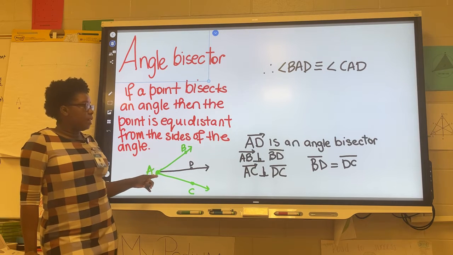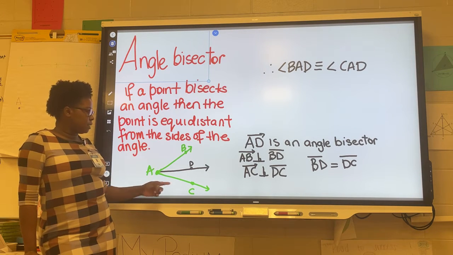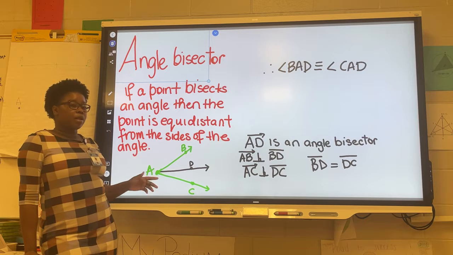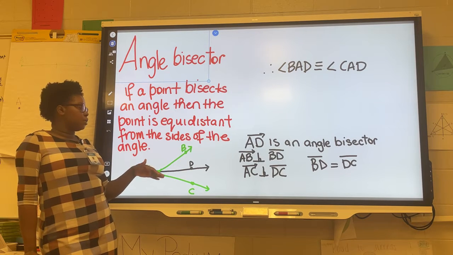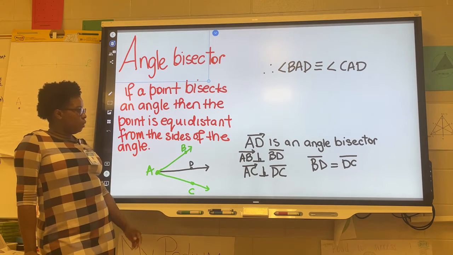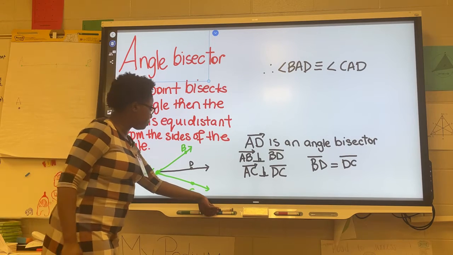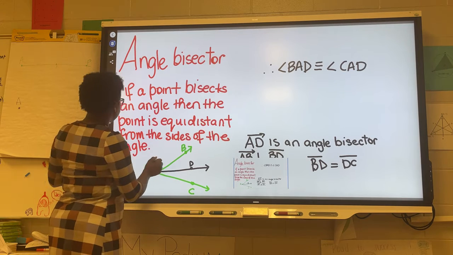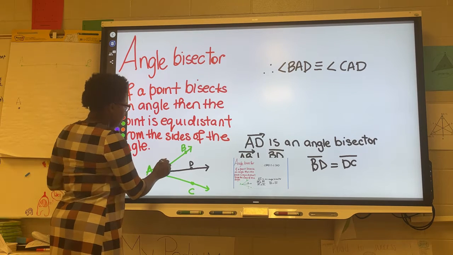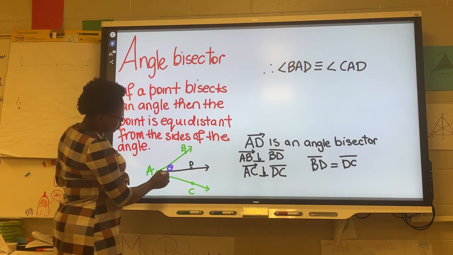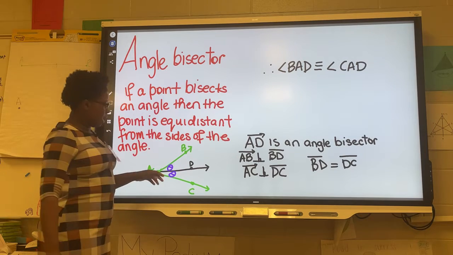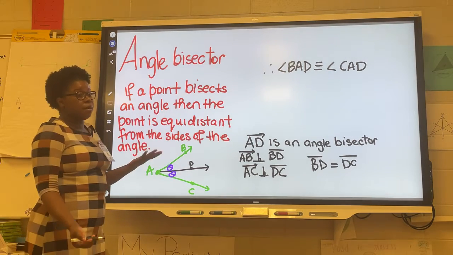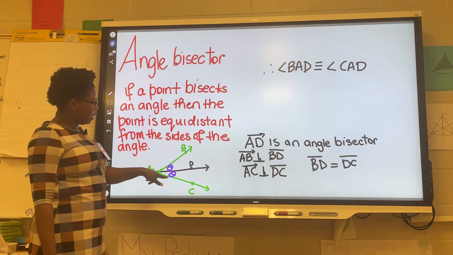So the angle formed was angle BAC, but since the ray cut this angle, or bisects it, into two equal parts, we know that the top part of the angle, let's change the color a little, we know that this part of the angle is equal to the bottom part of the angle. And here I draw some theta, which basically means angle. So this part is equal to this part.